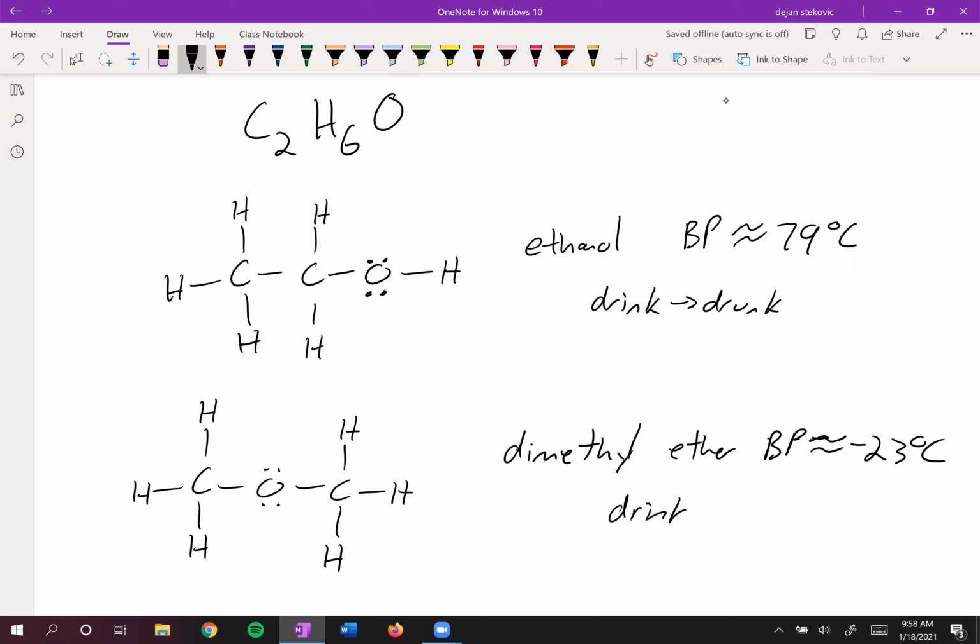And if you drink dimethyl ether, you're going to die. I guess if you drink enough ethanol, you're also going to die, but definitely a lot less dimethyl ether needed to kill you. And so, as you can see, just because they have the same molecular formula, they're completely different compounds, right? And their condensed formula would be different, right? This would be CH3CH2OH, and this bottom one would be CH3OCH3.